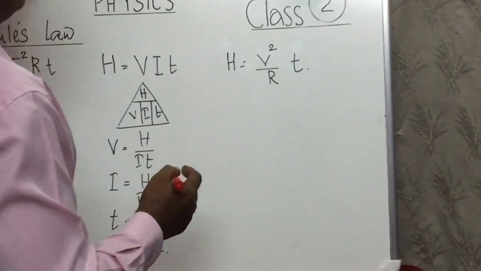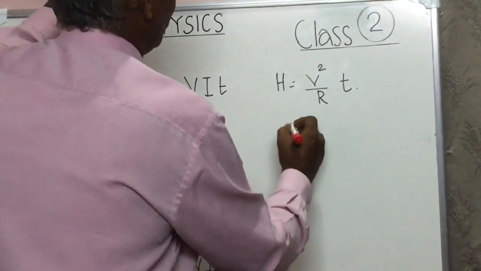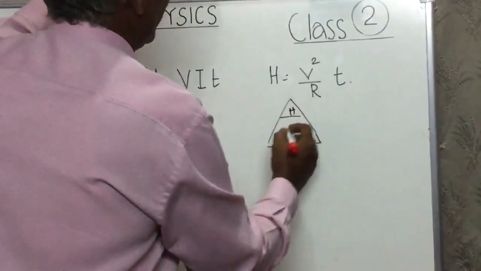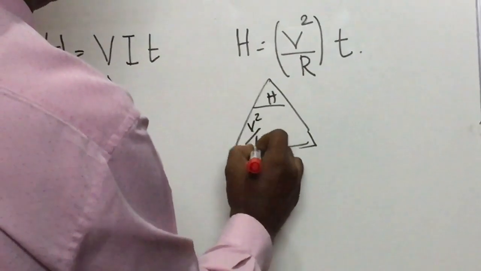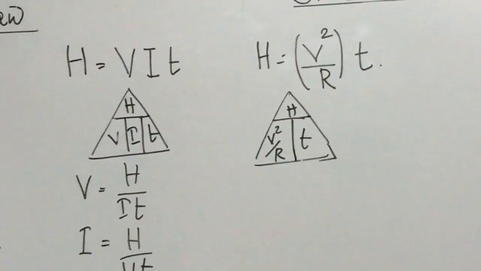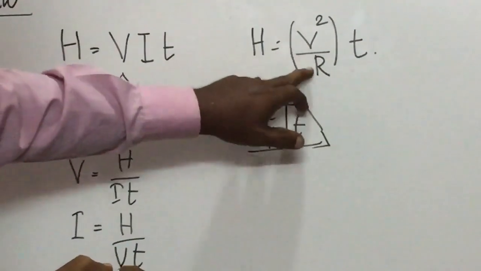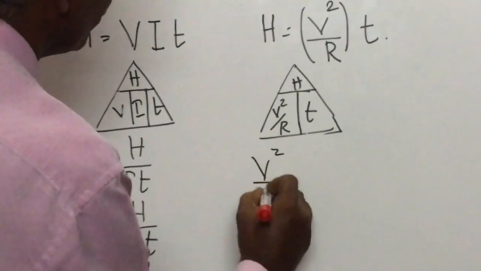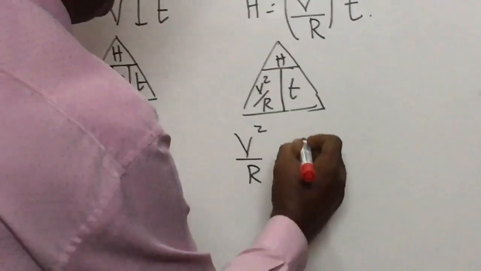Now comes the third one. It is a little bit different from these two, but we can go ahead. H is equal to V square by R, and next is only T here. So H is V square by RT directly. We can calculate. Then V and R are there. So first we write V square by R is equal to, cover it, what are we getting? H by T.